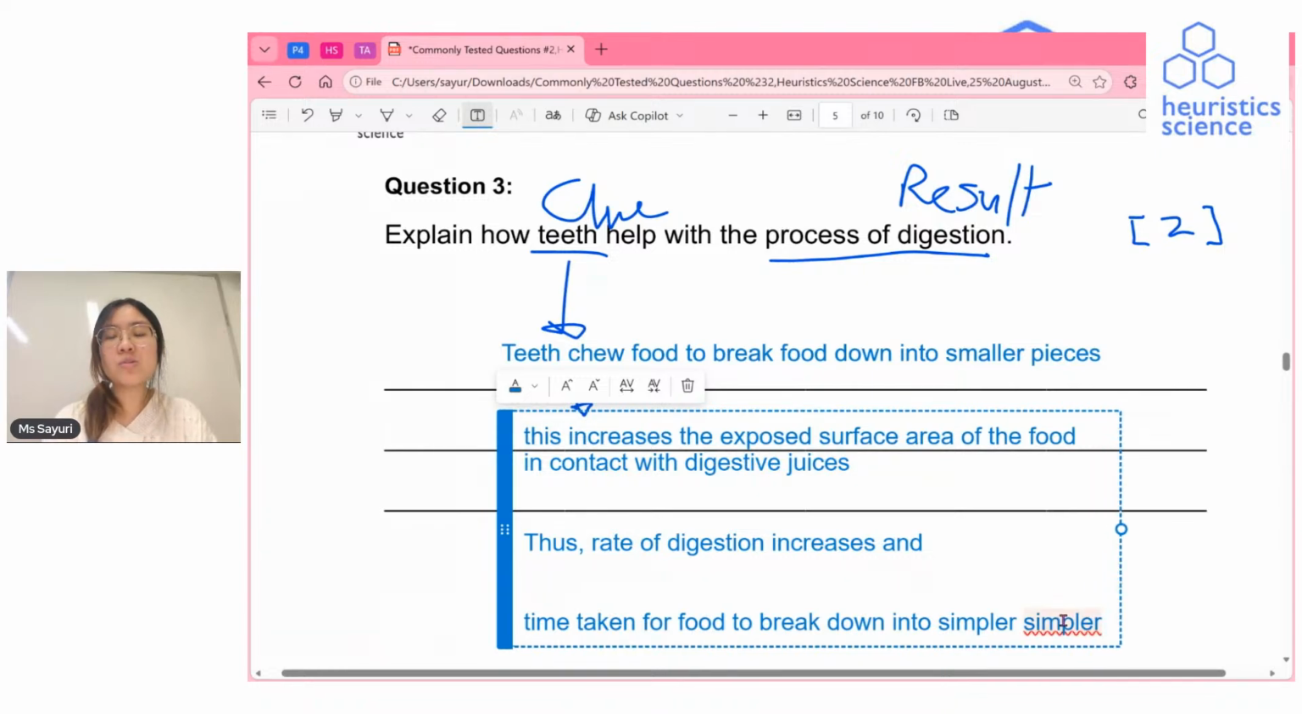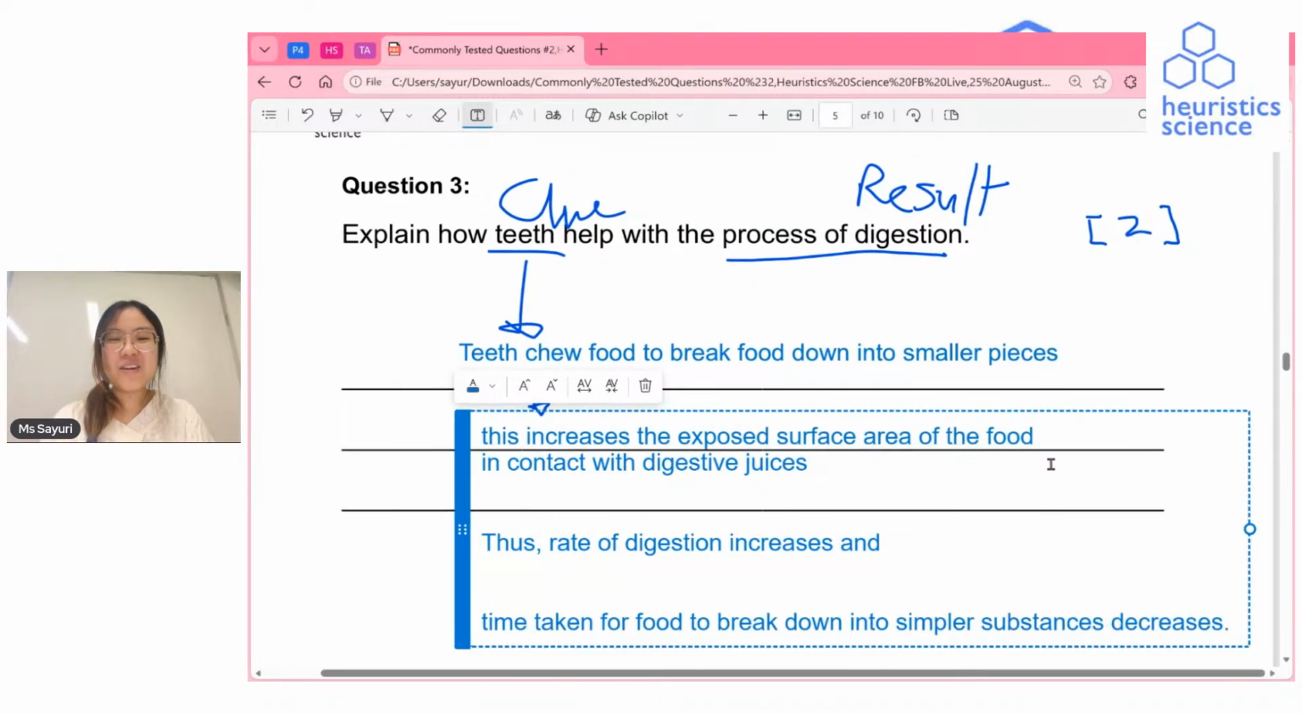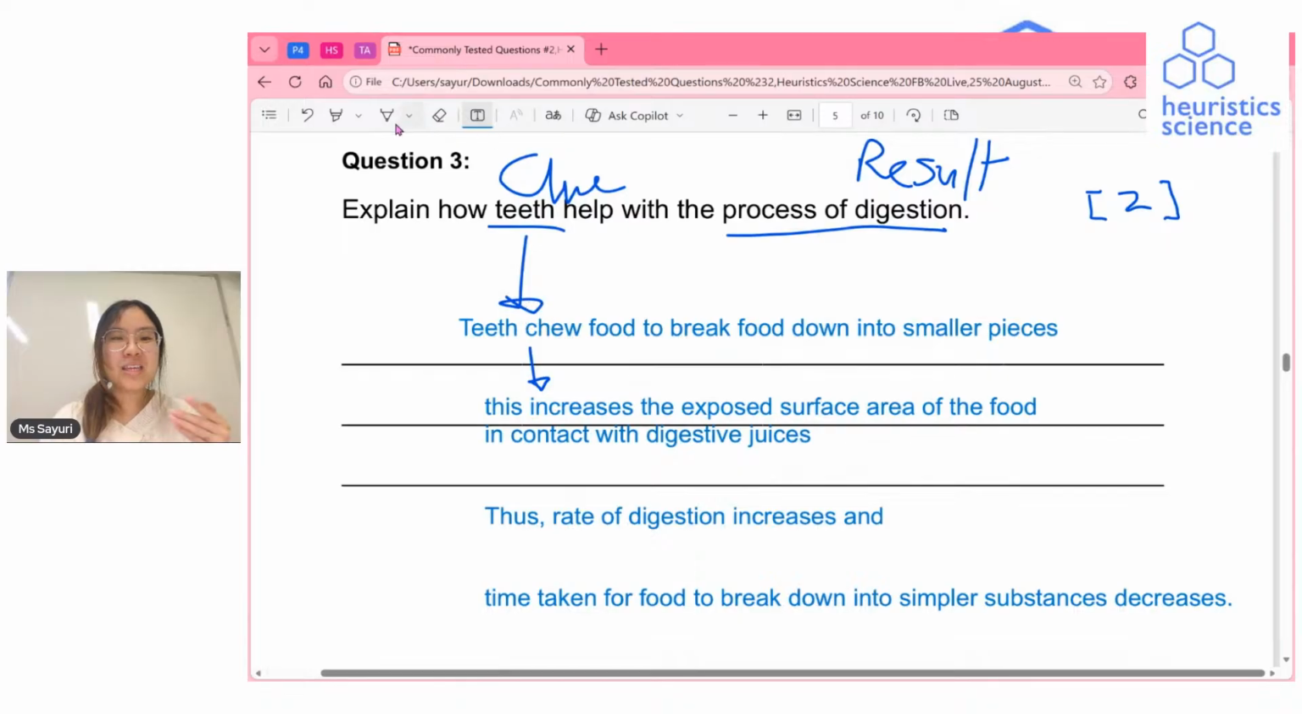Okay, so how much time? So instead of taking like 1 week to digest 1 apple, you only take 2 hours. That's the idea there. So time taken actually decreases. So you see what's happening? Teeth chew food into smaller pieces. Am I right? So ESA increases, rate of digestion increases, time taken decreases. So this would be the fullest answer that you can give depending on how vague the question is.